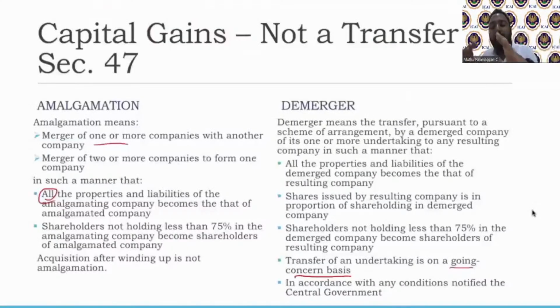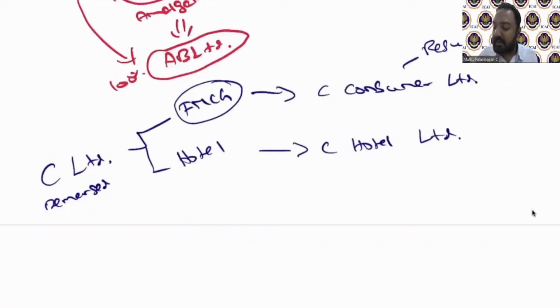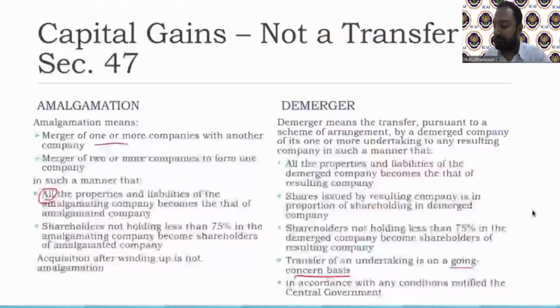Here also all the assets and liabilities should be transferred. And shares, not just 75%. There is an additional condition which says in the same proportion in which shares are held in the demerged company. So if someone was holding 25% in C Limited, they should get 25% in C Consumer Limited also. So that's what it is all about.